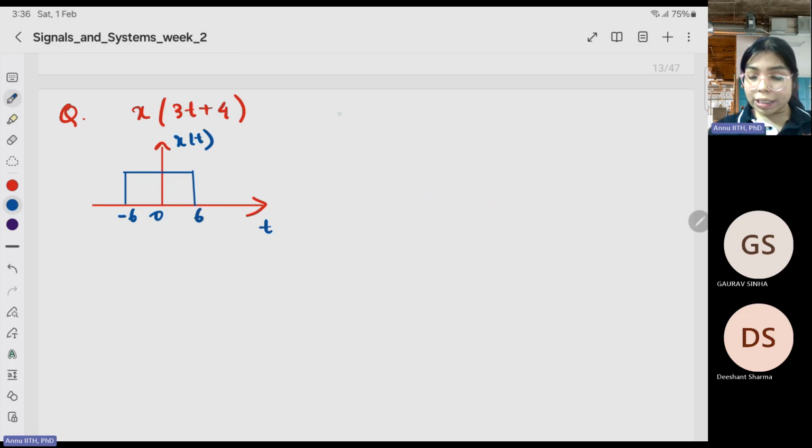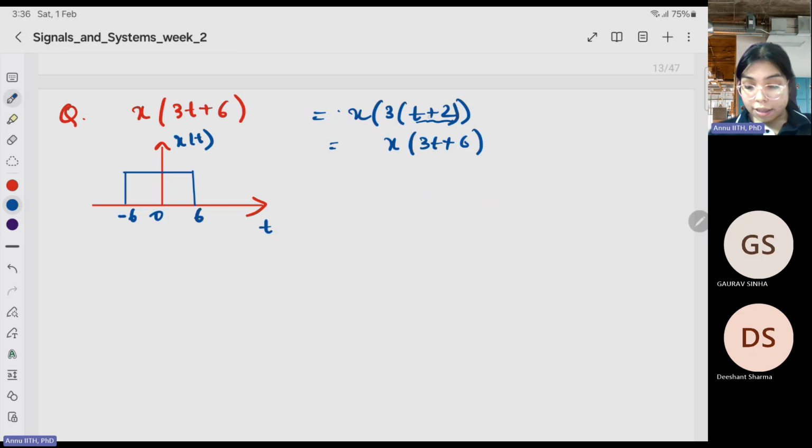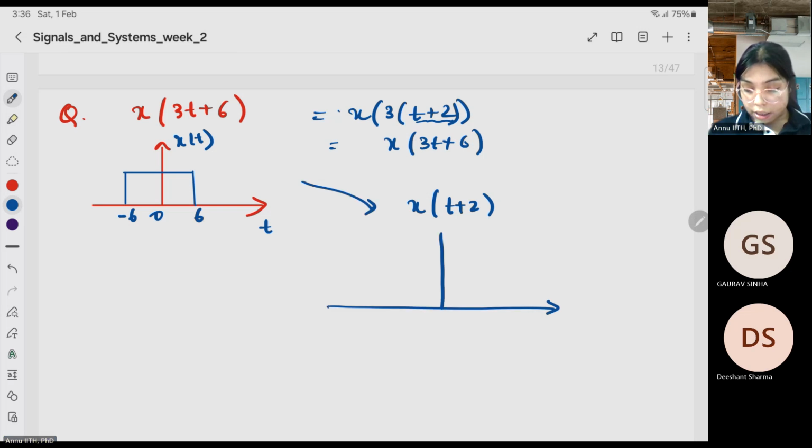So the best way to do it, for the sake of simplicity, okay? So now how can you do it? This is equal to x of 3t plus 6, is it? Now, if you see this particular one, first you need to do the advance. So let's first do the advance, so x of t plus 2. How will it look like? So what you have to do is subtract it here, so 4 minus 6, 1 minus 8.